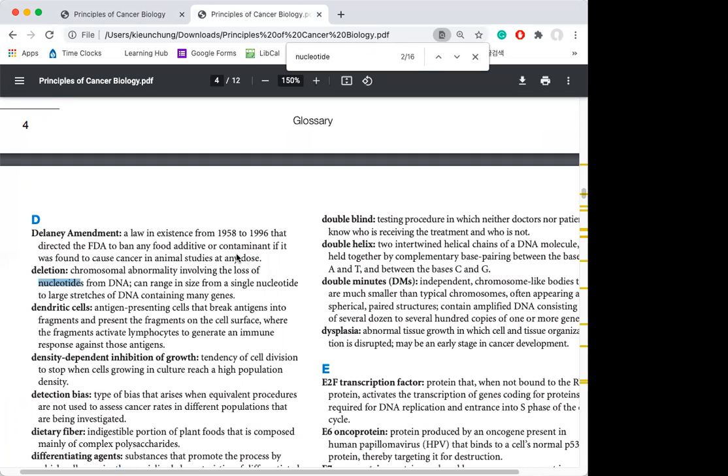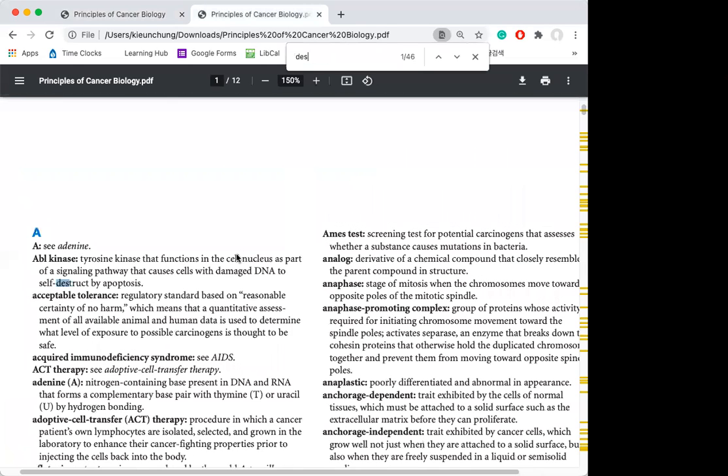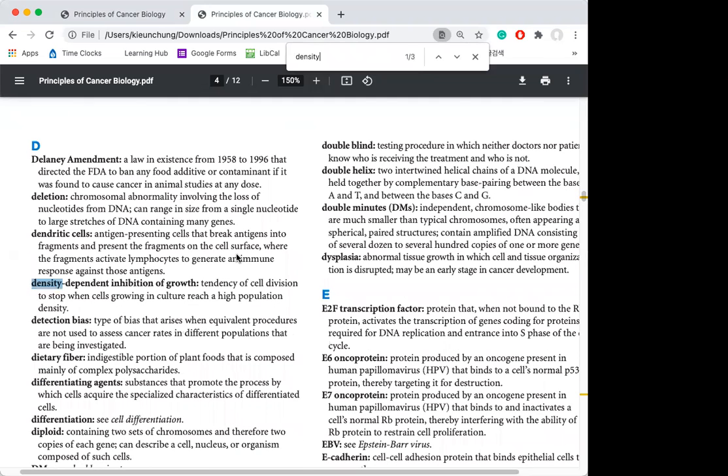Key terms: density dependent inhibition of growth, the tendency of cell division to stop when cells growing in culture reach a high population density.